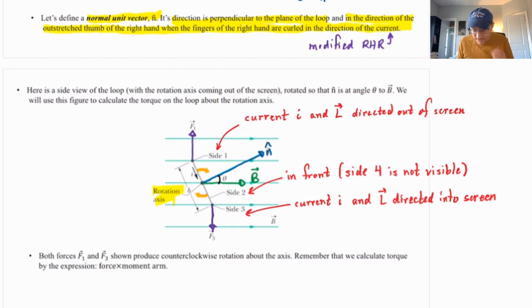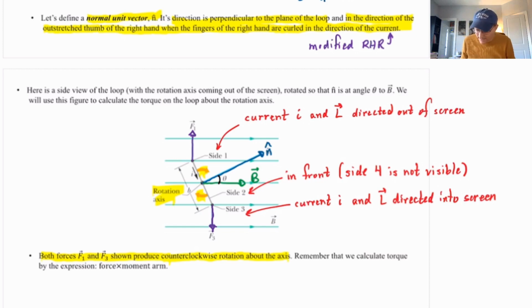All right, now here's the contention, and these little curved orange arrows are trying to convey this next fact. Both forces F1 and F3 that are shown would produce counterclockwise rotation about the axis. F1 pointing up this way, F3 pointing down this way on this rigid frame with an axis going through the middle and perpendicular to the screen. They would produce counterclockwise rotation about that axis. They would produce a net torque.